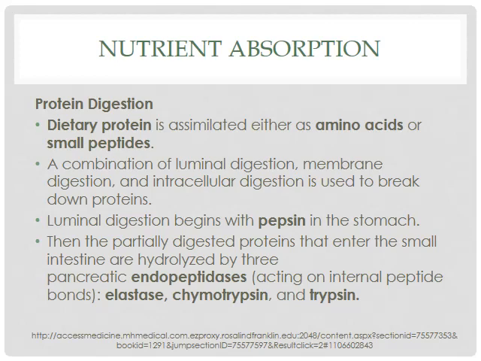Next, we'll move on to protein digestion. Dietary protein is assimilated either as amino acids or small peptides. A combination of luminal digestion, membrane digestion, and intracellular digestion is used to break down proteins. Luminal digestion begins with pepsin in the stomach. The partially digested proteins that enter the small intestine are hydrolyzed by 3 pancreatic endopeptidases, which act on internal peptide bonds. These are called elastase, chymotrypsin, and trypsin.